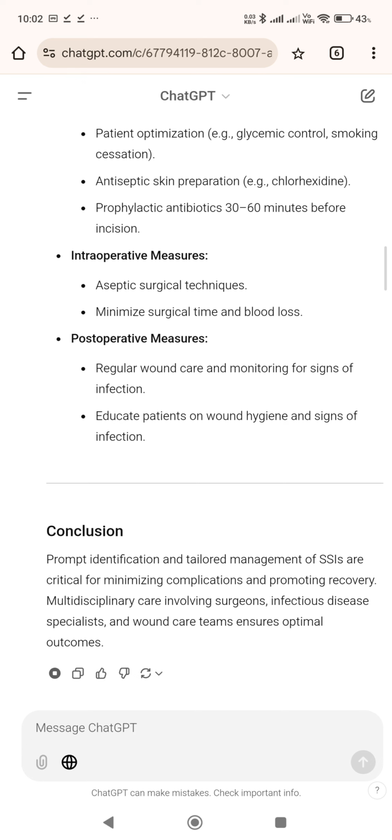Conclusion. Prompt identification and tailored management of SSIs are critical for minimizing complications and promoting recovery. Multidisciplinary care involving surgeons, infectious disease specialists, and wound care teams ensures optimal outcomes.